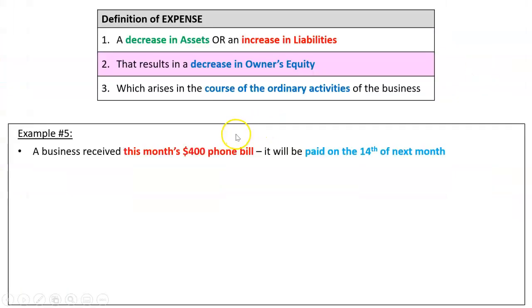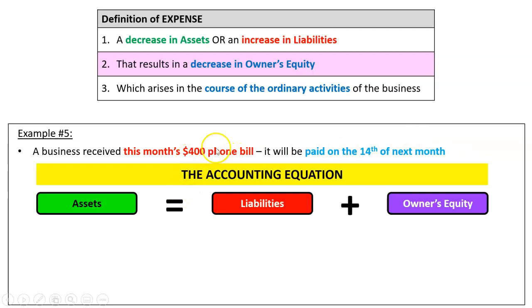Let's just take kind of a similar example. We'll say this month's phone bill, but we'll say it hasn't been paid. It will be paid next month. So for this month, is the phone bill an expense? We haven't paid it. Does that matter? Well, let's have a look. First of all, we have a phone bill, we haven't paid it. That is a liability called phone bill payable. It's gone up by $400.